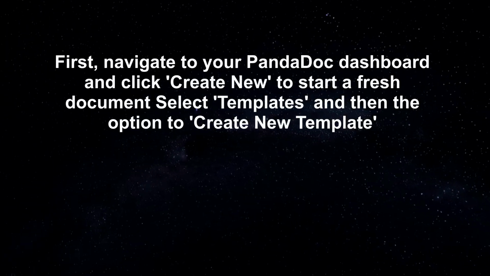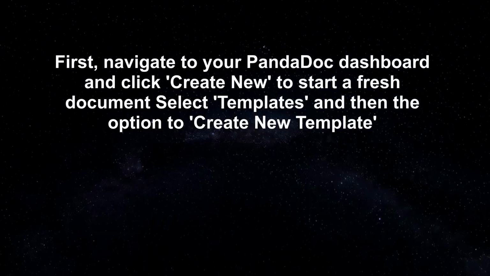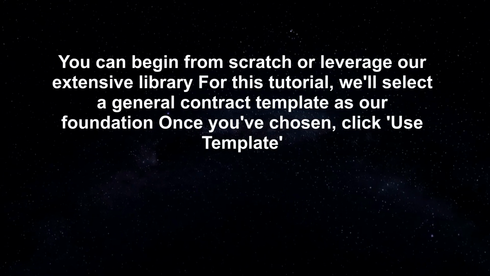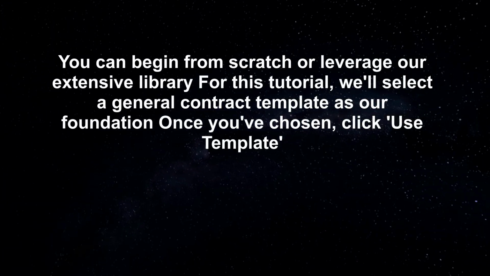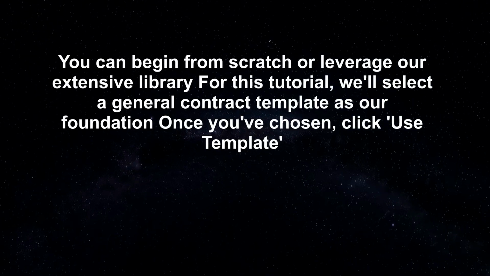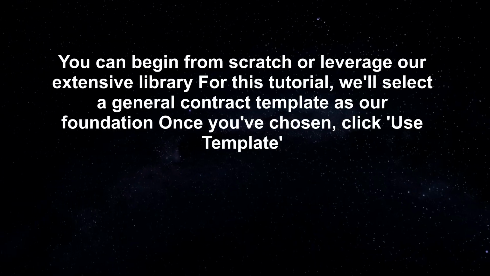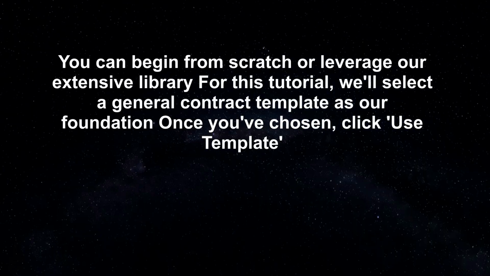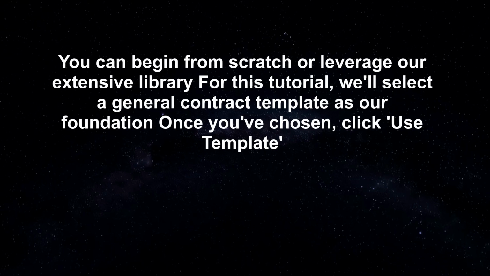To start a fresh document, select Templates and then the option to create new template. You can begin from scratch or leverage our extensive library. For this tutorial, we'll select a general contract template as our foundation. Once you've chosen, click Use Template.